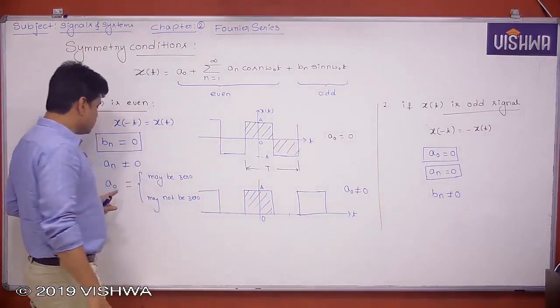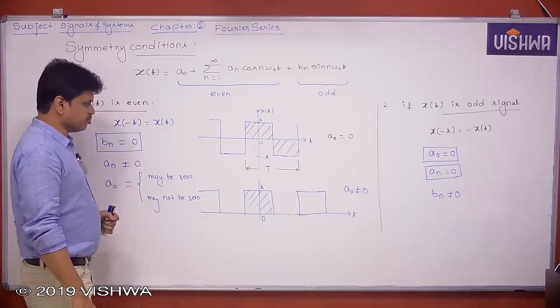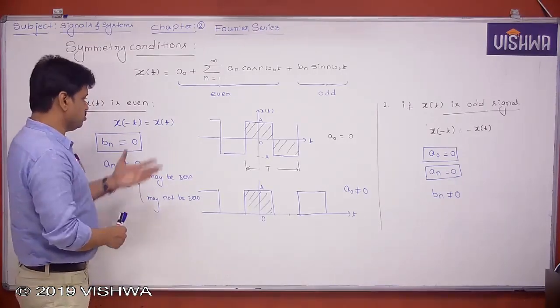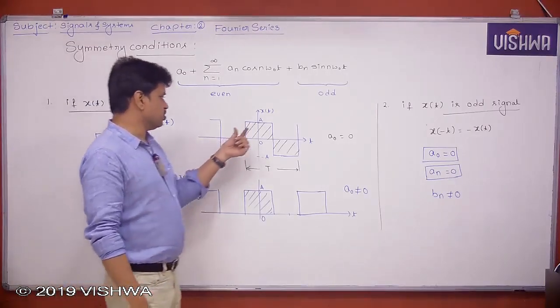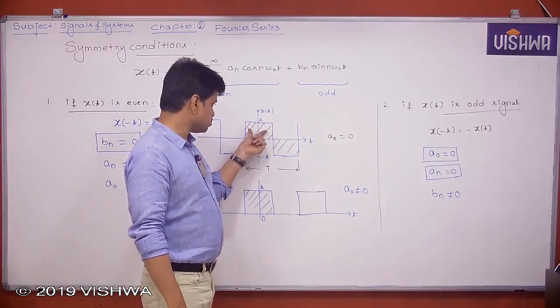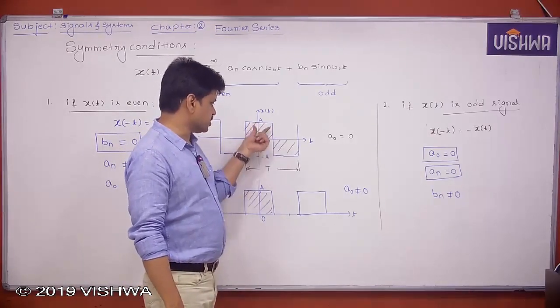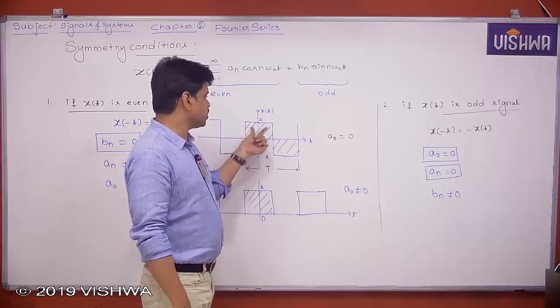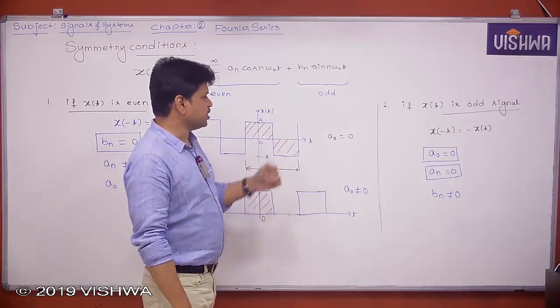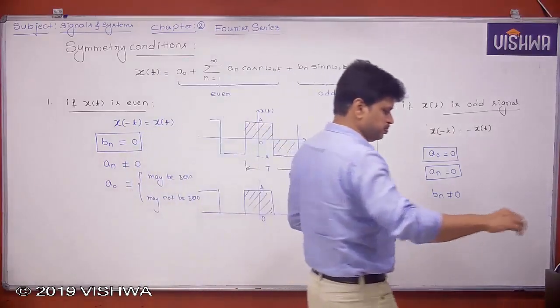So in the even symmetry A0 may be 0, may not be 0. It all depends on whether the wave has positive area and negative area that are the same or not. If both areas are the same, then we can say A0 value is equal to 0. Okay.